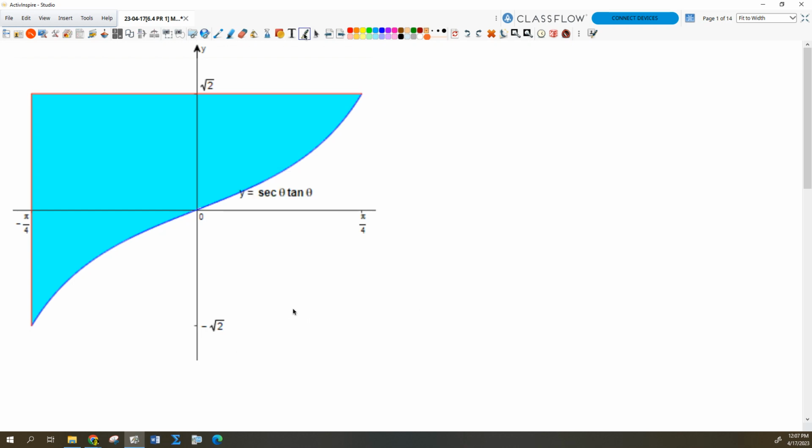So you've got this area. You've got the area under the constant function y equals the square root of 2, right? That's just a rectangle. It's just going to be square root of 2 times pi fourths, and that is the red area.